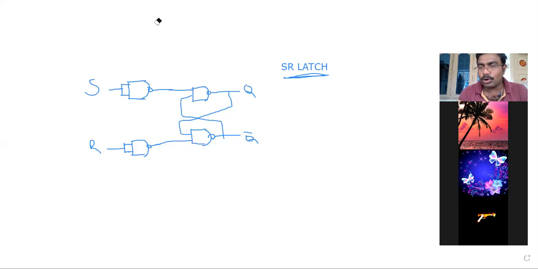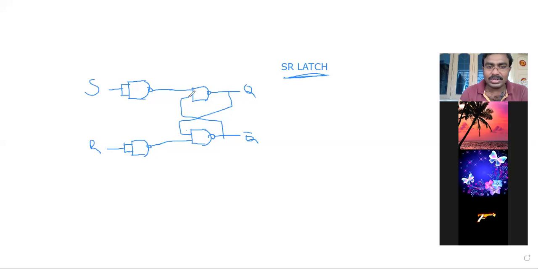What happened to your output when I'm giving S equal to 0, R equal to 0? Guys, remember, when S equal to 0 and R equal to 0 is taken, if your present state is 0, the next state is 0. If the present state is 1, the next state is 1. And we called that the no change state. Whatever the present state value is, that becomes your next state when S equal to 0 and R equal to 0 is taken.